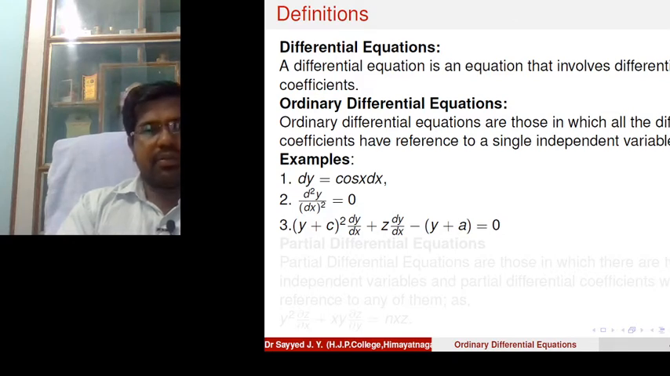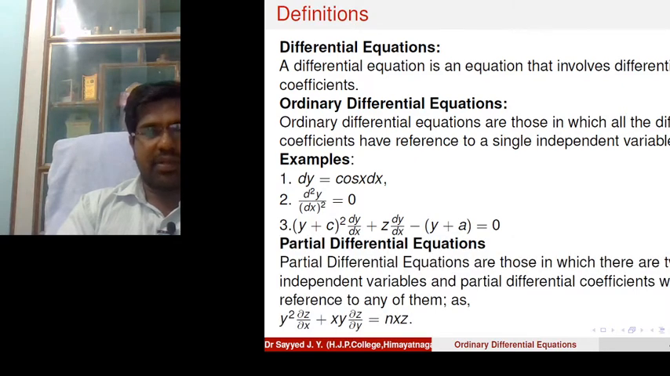See here, example 1: dy is equal to cos x dx. Here the independent variable is x, and the dependent variable is y. That is, y is a function of x, y is equal to f of x. Second is again the double derivative of y equal to 0. Third is also the same.